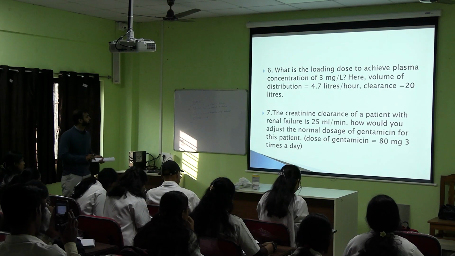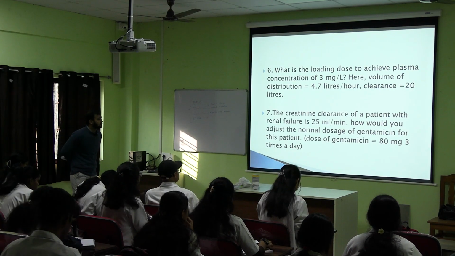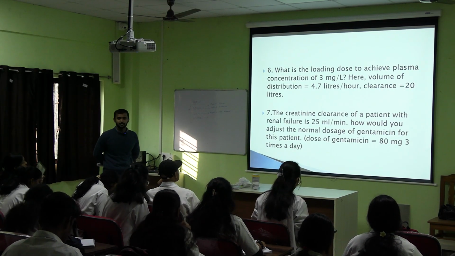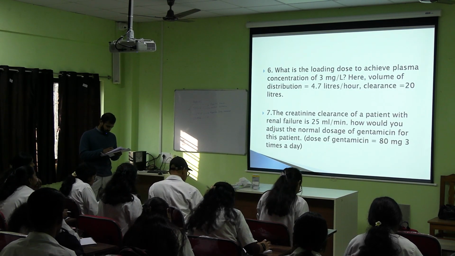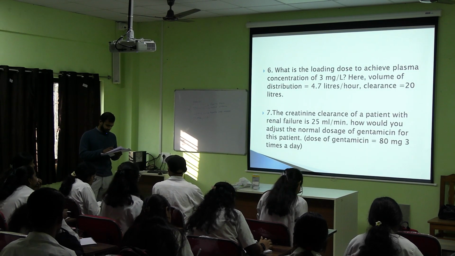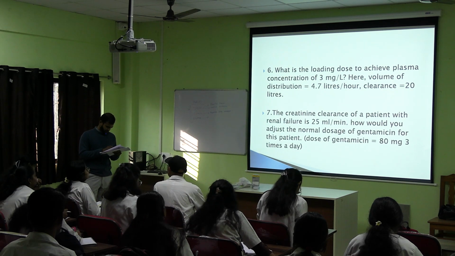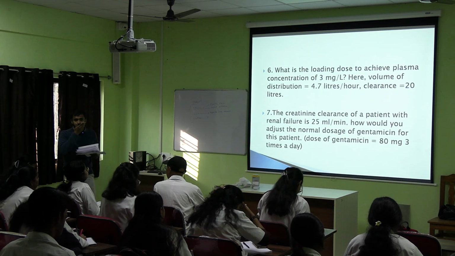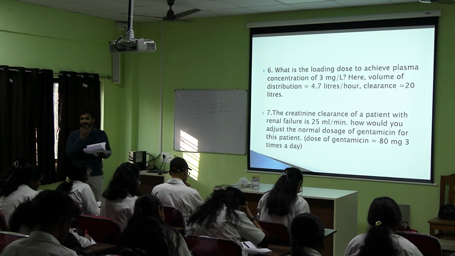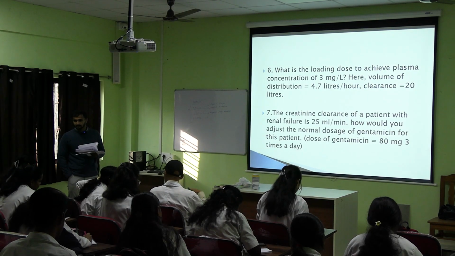seventh problem. Try to do this seventh number problem. Creatinine clearance taken as 100, the answer comes 20 mg 3 times. 20 mg. Others, whatever others. Are others getting it or not getting it?